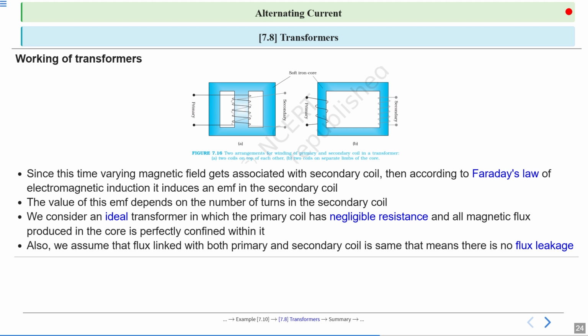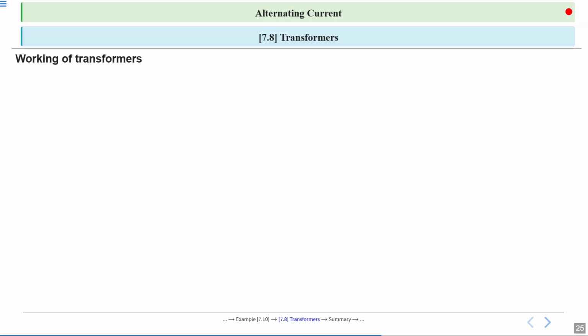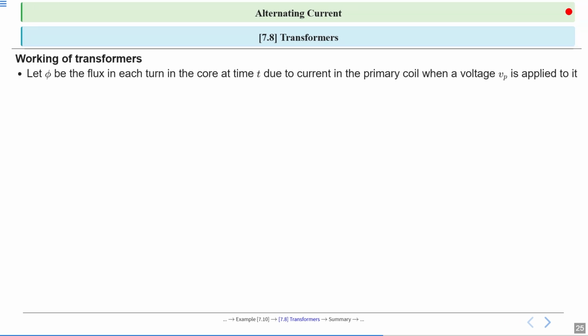Also, we assume that the flux linked with both the primary and secondary coil is the same. That means there is no flux leakage. So the flux linked with the primary is equal to the flux linked with the secondary coil. Let phi be the flux in each turn in the core at time t due to current in the primary coil when a voltage Vp is applied to it.